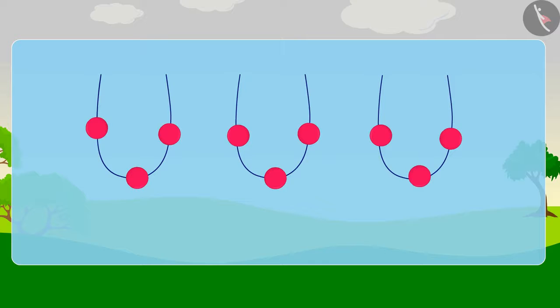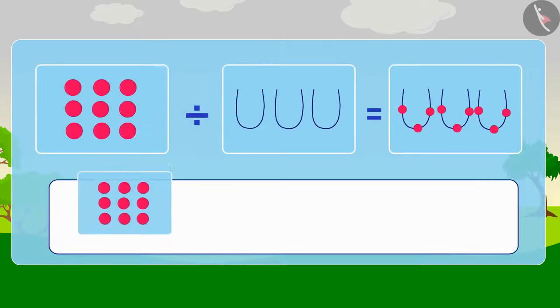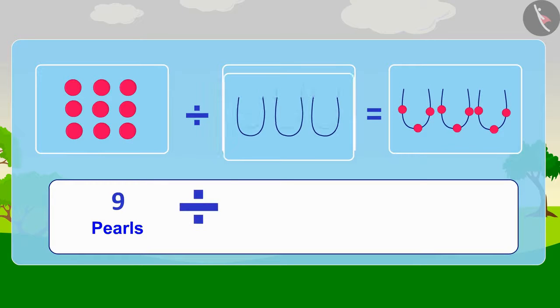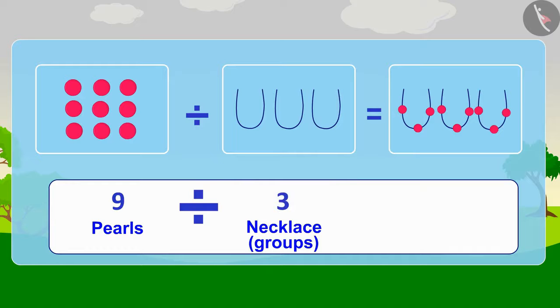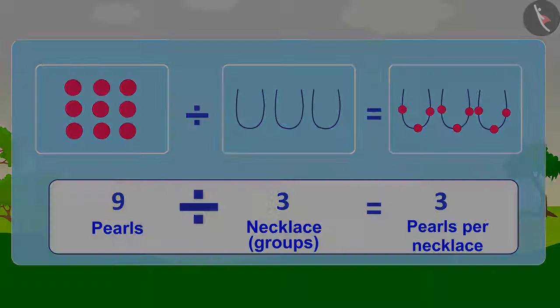Let's see how many pearls are there in each necklace. Yes, each necklace has 3 pearls. In other words, Appu's 9 pearls were divided into 3 equal groups and each group had 3 pearls.